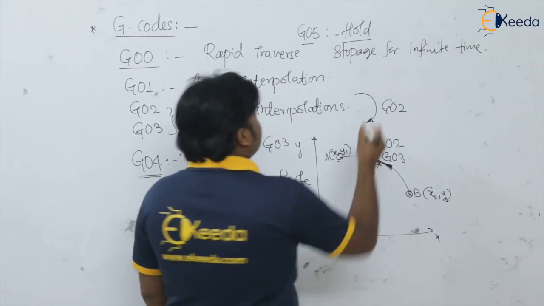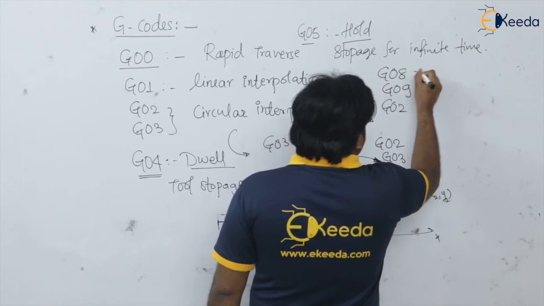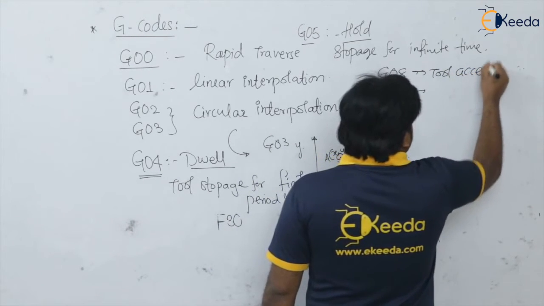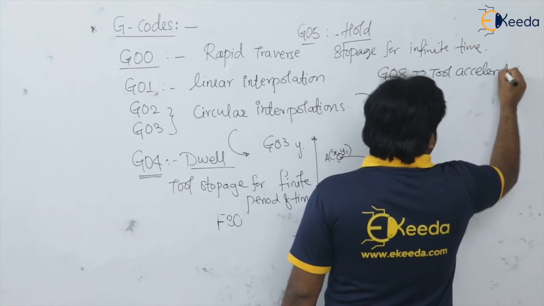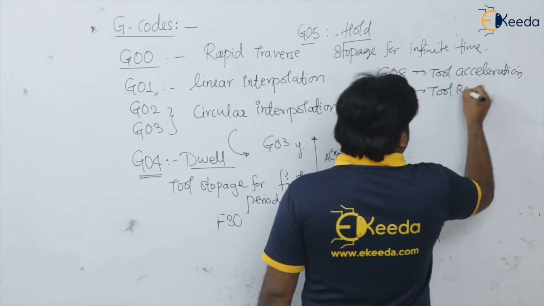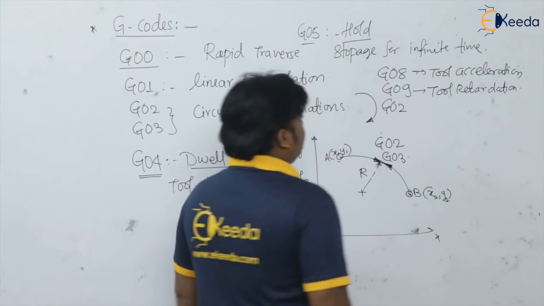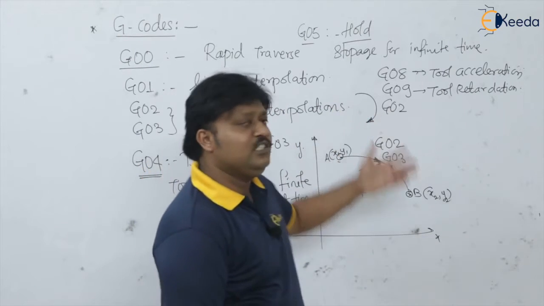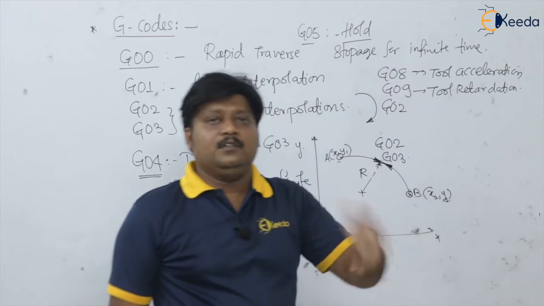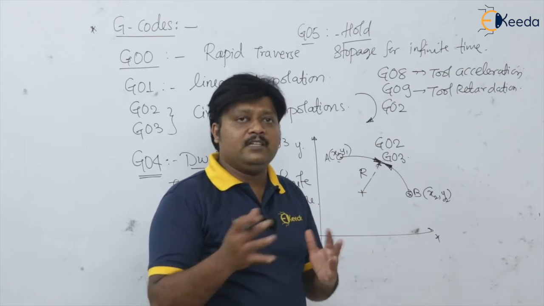Then we have G08 and G09. G08 is tool acceleration, and G09 is tool retardation. Nowadays, G08 and G09 are by default codes, inbuilt in the machine equipment. They will automatically select these codes wherever required.